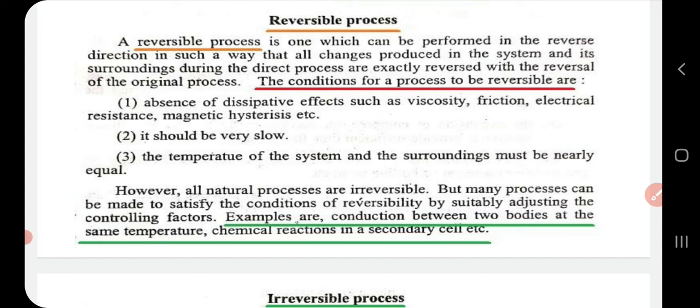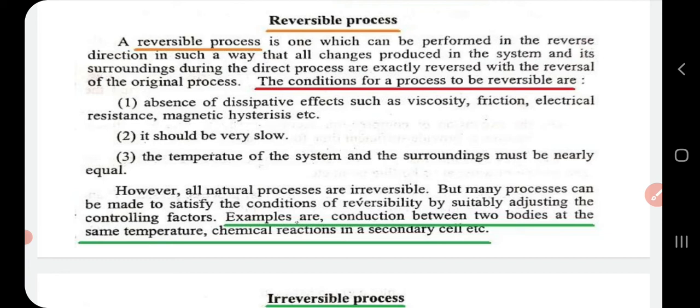In such a way that all changes produced in the system and its surroundings during the direct process are exactly reversed with the reversal of the original process. That is, if you are able to reverse a process just by reversing the conditions, then we can say that process is reversible.